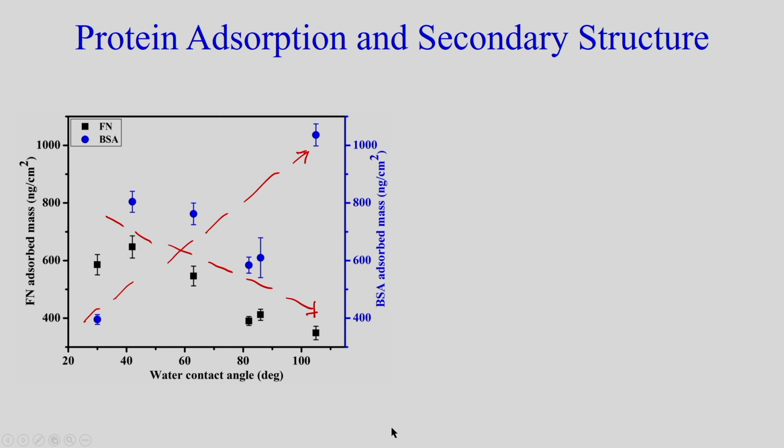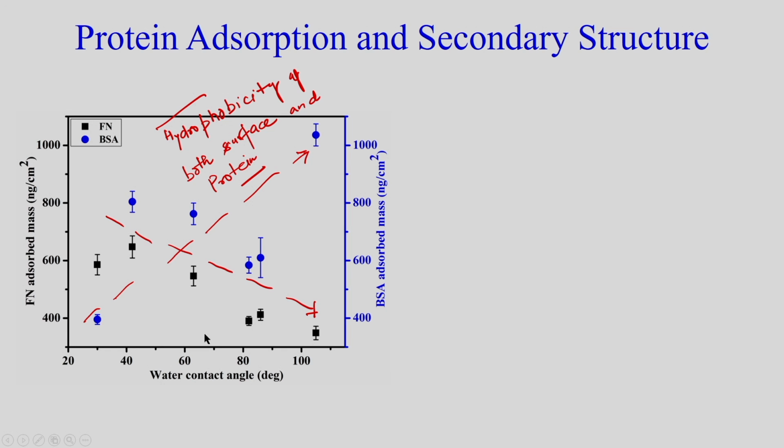The protein adsorption depends on the hydrophobicity of both the surface and the proteins. So, we observe two different trends. In case of albumin, we observe an increase in the adsorbed amount with increase in the surface hydrophobicity, but in case of fibronectin, we observe a reverse trend.